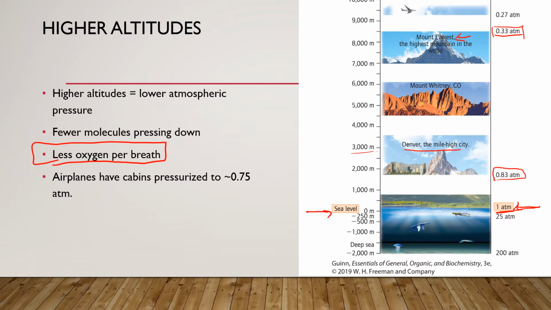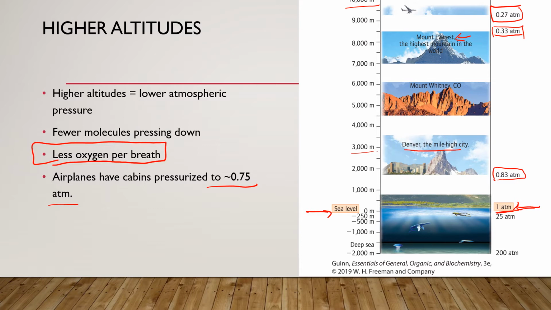When a jet is flying at cruising altitudes, which is typically around 10,000 meters, which equates to about 30,000 feet, the cabin of the plane is pressurized to 0.75 atmosphere. Why? Because the outside air pressure is only 0.27 atmosphere, which is extremely low for any human to breathe.